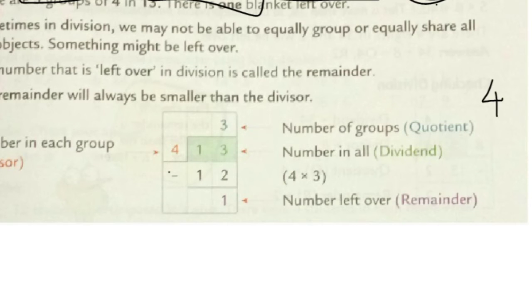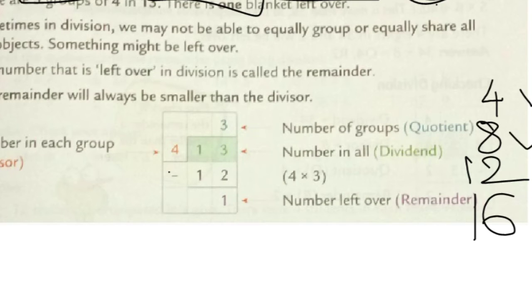4 ones are 4, 4 twos are 8, 4 threes are 12, 4 fours are 16. So as we can see, from 13 we can subtract 4, 8, 12 but not 16. So where do we find this "not"? Okay, just above that number will be our answer.